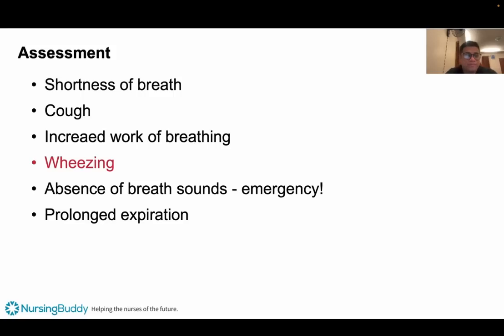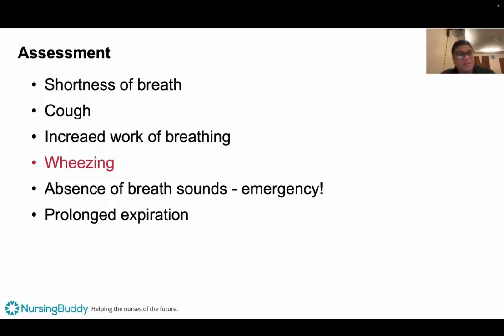Okay, so how do we assess, or what are those assessments that we can see possibly in our patient? First is your shortness of breath, cough, because we want to expel something within the airway. Increased work of breathing, wheezing, a very classical sign of your asthma. Absence of breath sounds, kapatid. And we need to remember that, that's why it's very essential for us to assess the breath sounds in your asthma. It's because absence of breath sounds is actually an emergency.